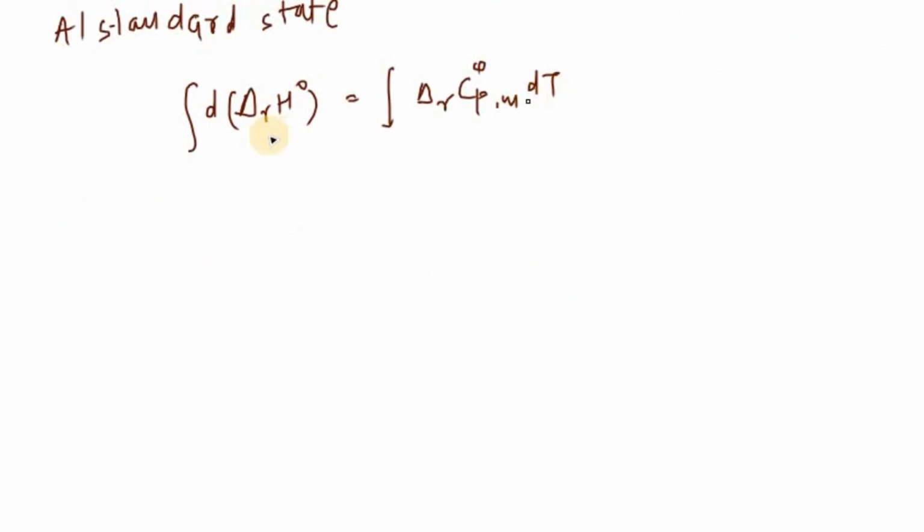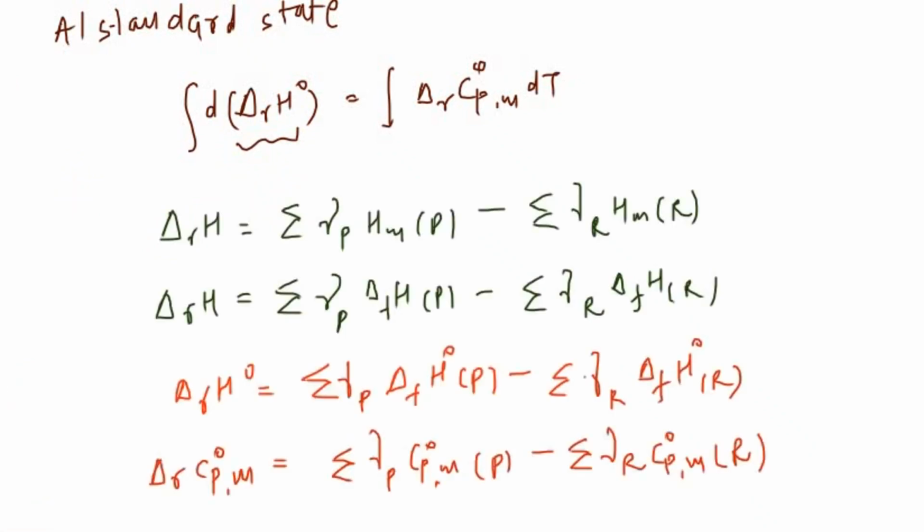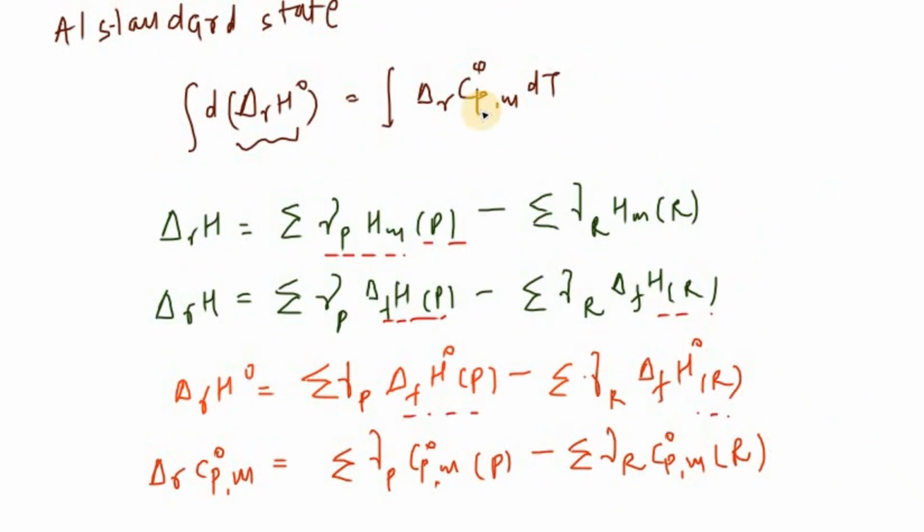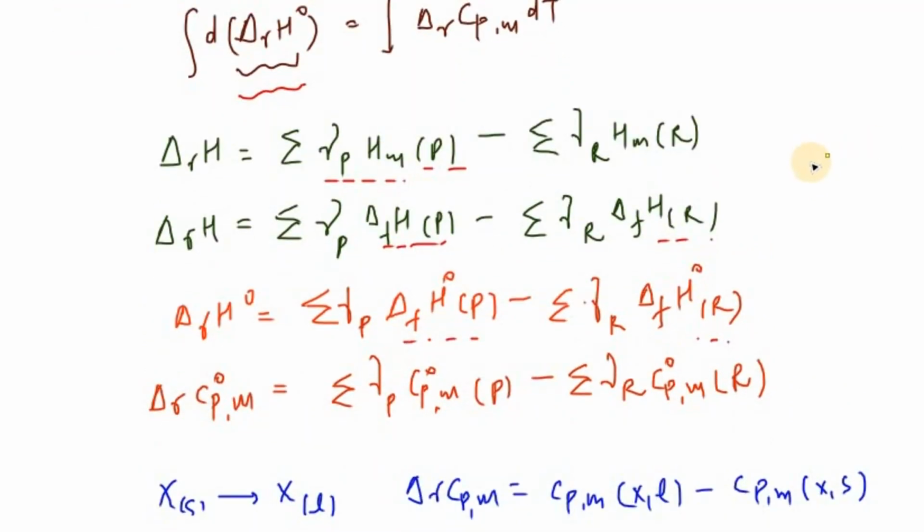If we look at the LHS of the reaction, what is the delta reaction H naught? We have seen already, that is the stoichiometric coefficient of product times molar enthalpy of product minus that of reactant, and also in terms of formation, delta H formation of product minus reactant. In the standard state it is also formation of product minus formation of reactant. So that's how we deal with the change in enthalpy of reaction at standard state.